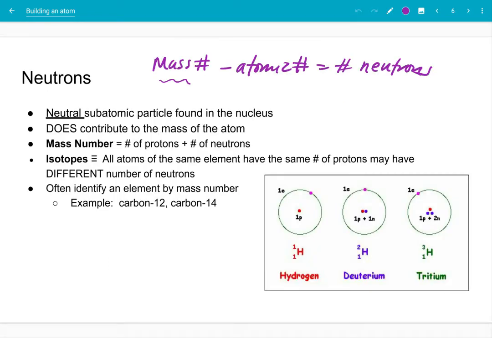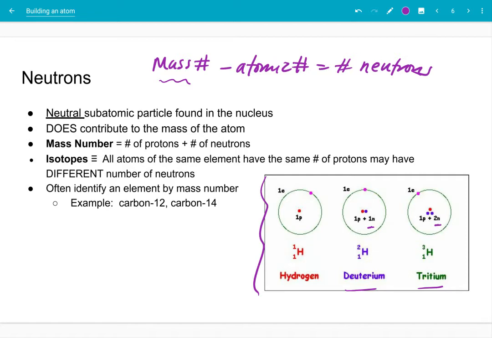So to find our neutrons, we're going to take our mass number minus our atomic number. A neutron is a neutral subatomic particle also found in the nucleus. It does contribute to the mass of the atom, and atoms can have differing numbers of neutrons, which means that we have an isotope. So I have down here a picture of hydrogen and its 3 isotopes. So deuterium and tritium are isotopes of hydrogen, meaning they have differing numbers of neutrons.